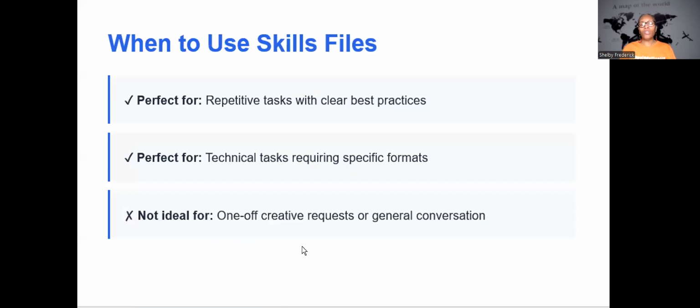So, when do we use skills files? Skills files are perfect for repetitive tasks with clear best practices. They're perfect for technical tasks that require specific formats and domain-specific content. They're not ideal, however, for one-off creative requests. But if you are using ChatGPT for writing emails or doing newsletters, things that you do repetitively, then this is when you want to use a skills file.